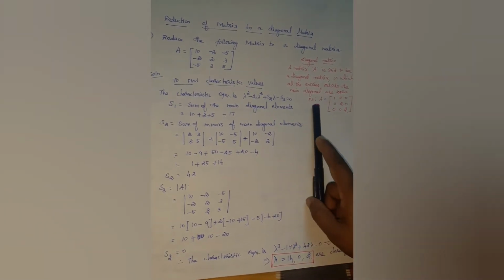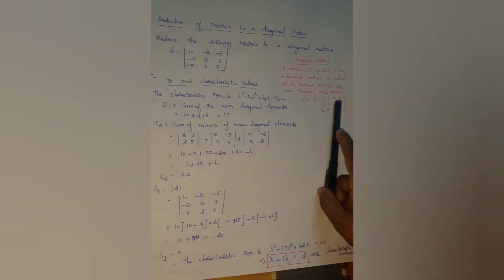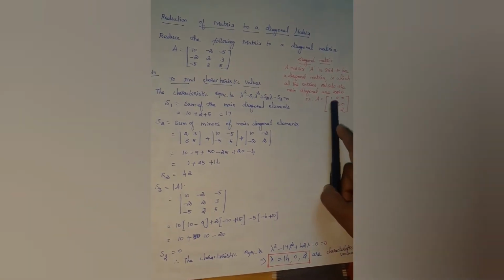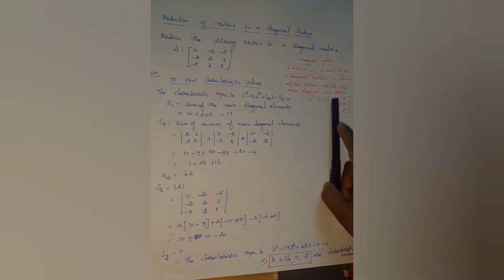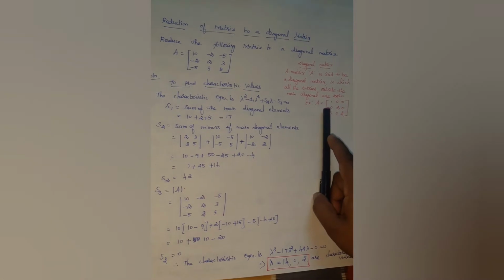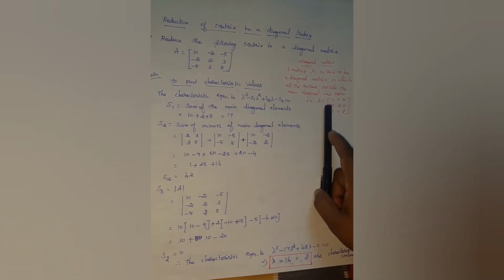I will give one example. The matrix A is equal to 1 0 0, 0 2 0, 0 0 3. Now here the diagonal entries are 1, 2, 3. Except these diagonal entries, all the elements are 0. So this type of matrix is said to be a diagonal matrix, right?